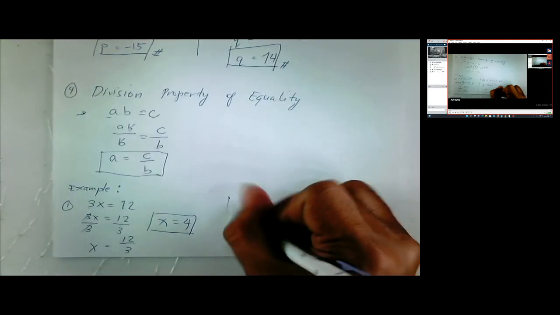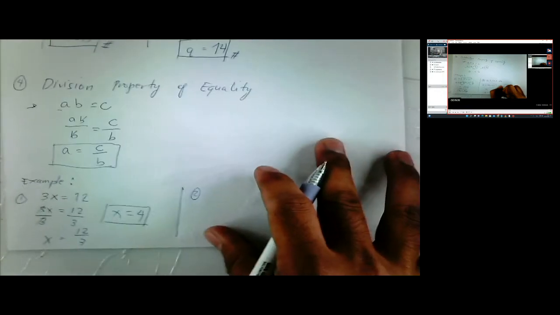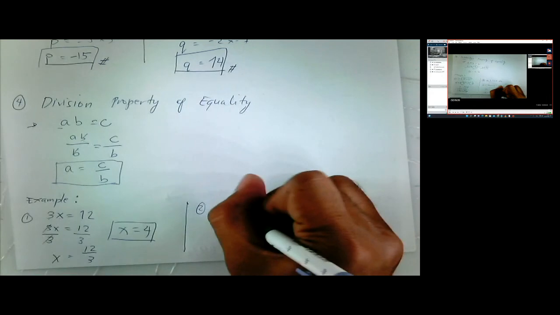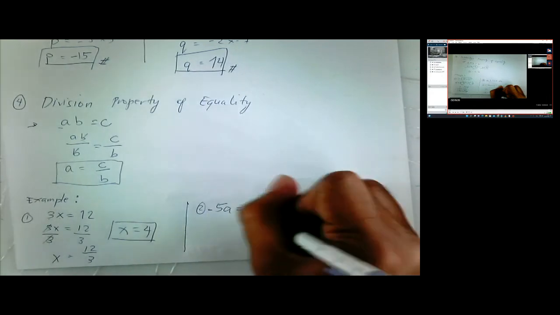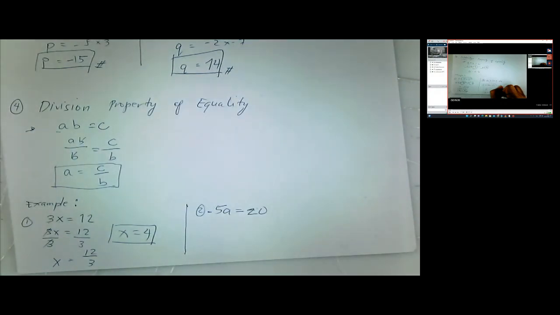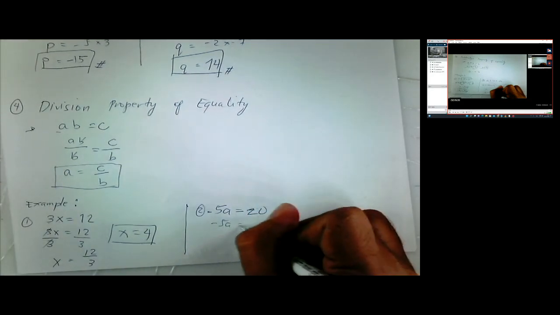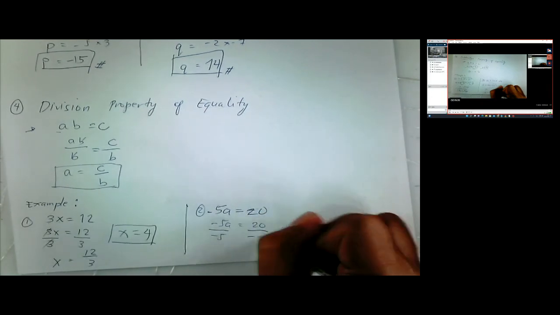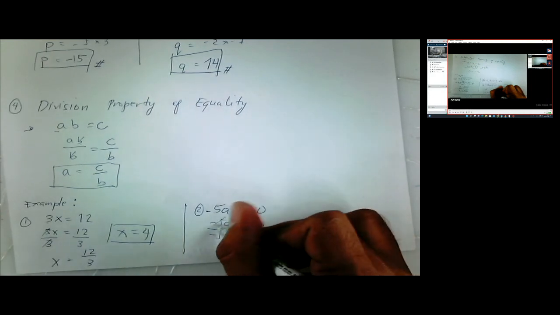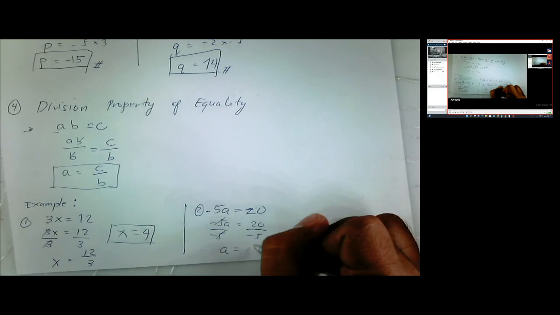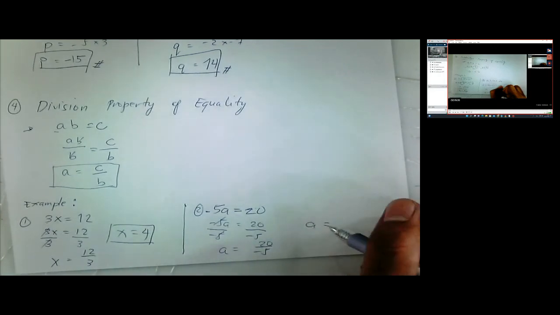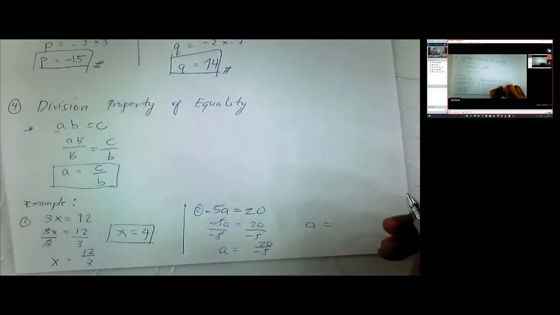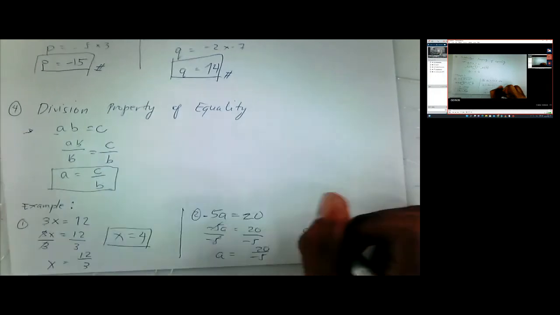Next. Example number 2. If you have negative 5a equals 20. Okay? Negative 5a equals 20. Now, this is negative 5, right? And since that is negative 5, you need to divide both sides by negative 5. So this will become positive a. And 20, so you will have 20 over negative 5. And what is 20 divided by negative 5? What's the answer? Negative 4. Very good. And so your answer is negative 4.